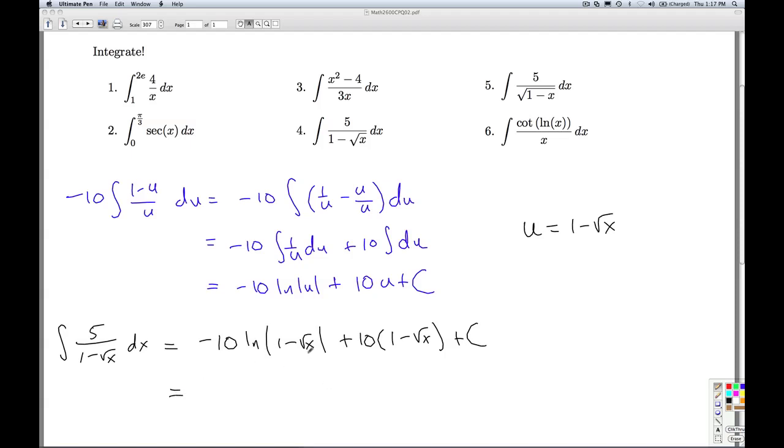Let's see if we can simplify this at all. Since I don't know what x is and I'm subtracting the square root of x from 1, this quantity could be negative. That means I still need those absolute values.